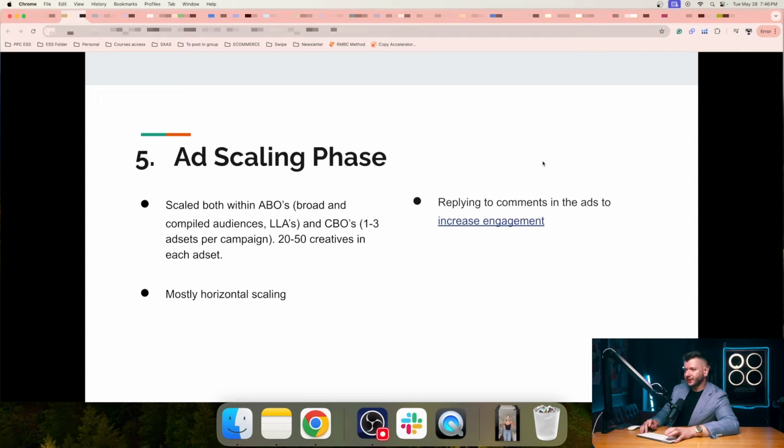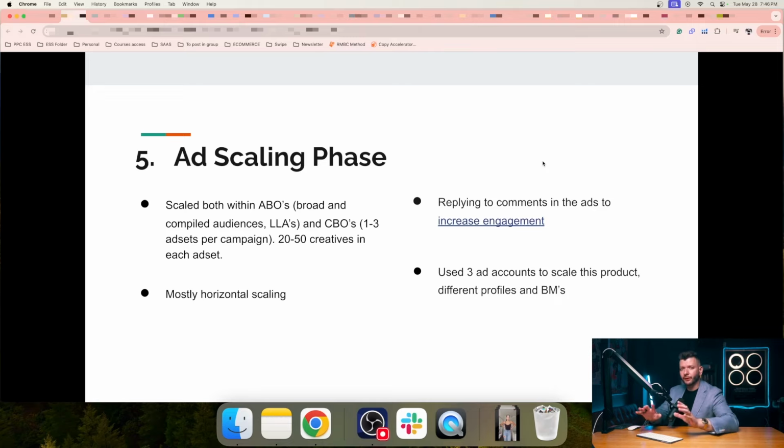Mostly horizontal scaling here. We use 3 different ad accounts to scale the product, different profiles and BMs. So we want to make sure that we have different profiles, different business managers, different ad accounts. So in case something happens with one of them, we're still able to advertise and get sales. So building that infrastructure for yourself, especially as you go from, let's say, 50, 100K per month to a few $100,000 per month or millions of dollars per month, is crucial for your success and will help you to stay sustainable in a business.